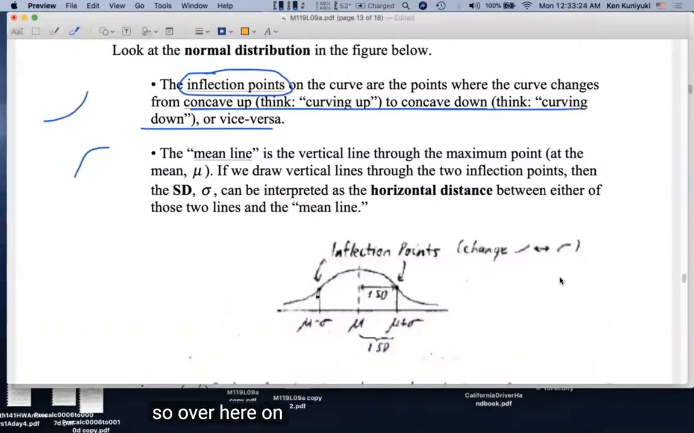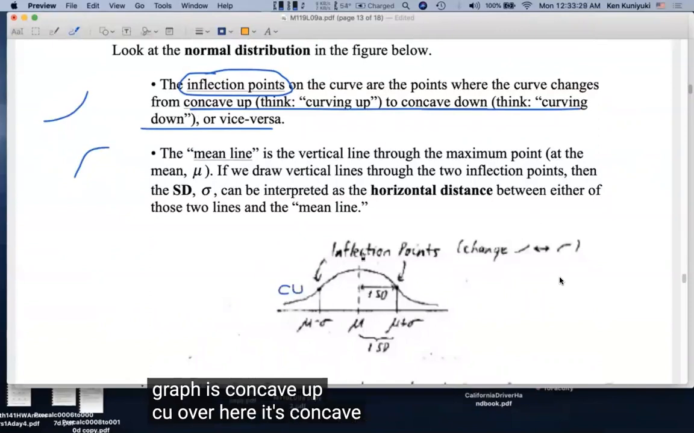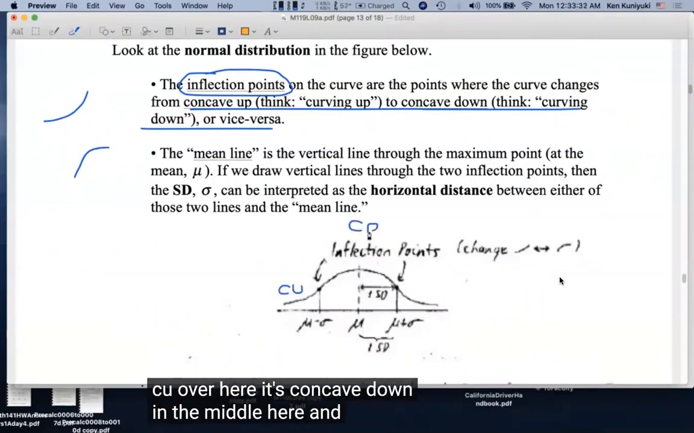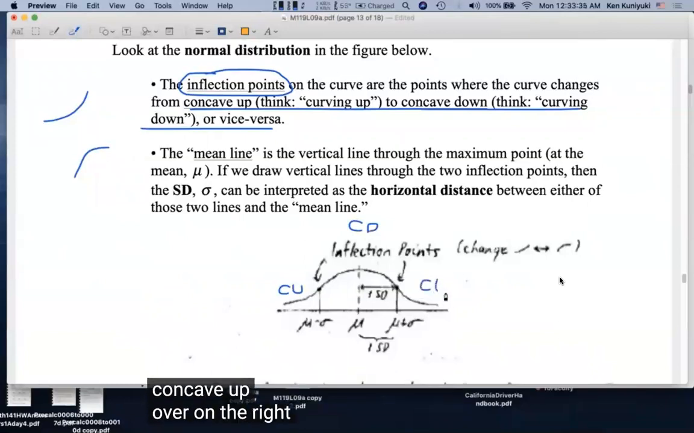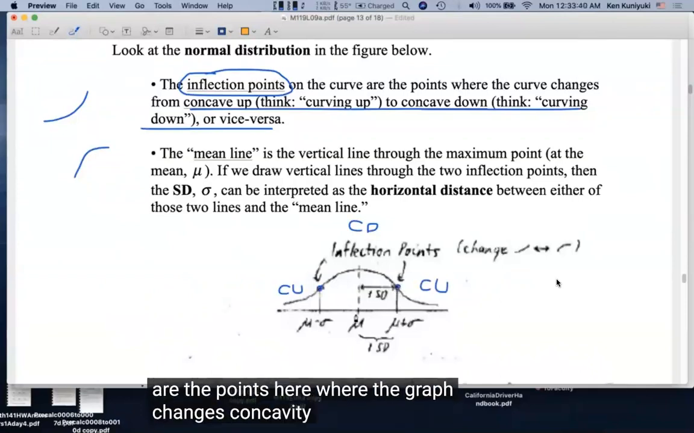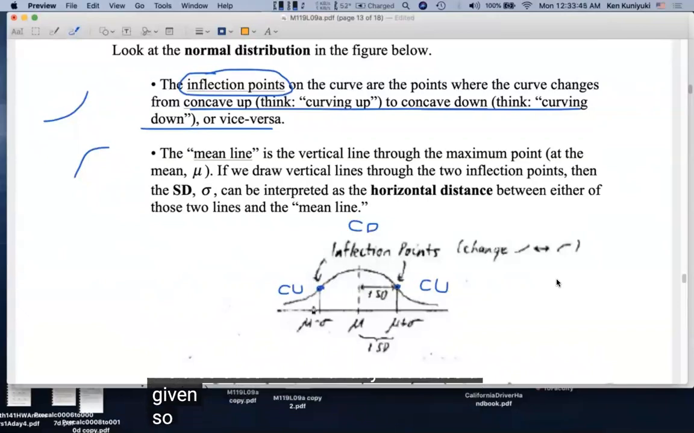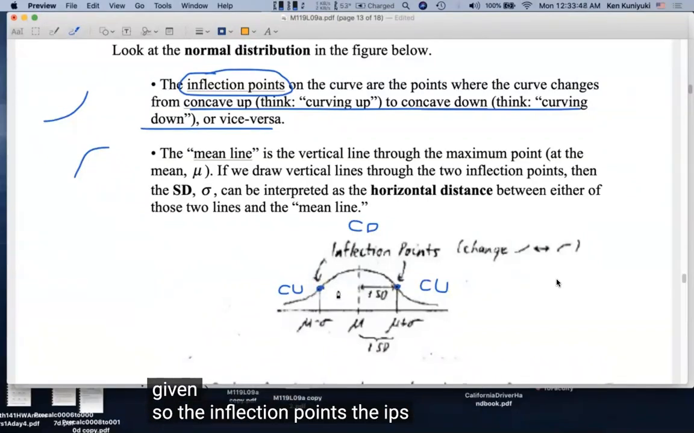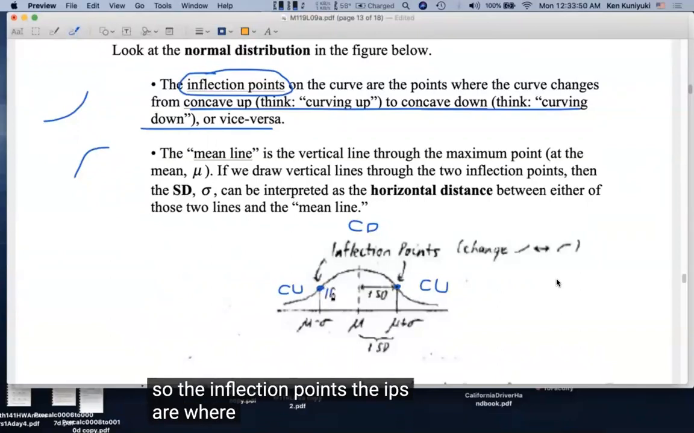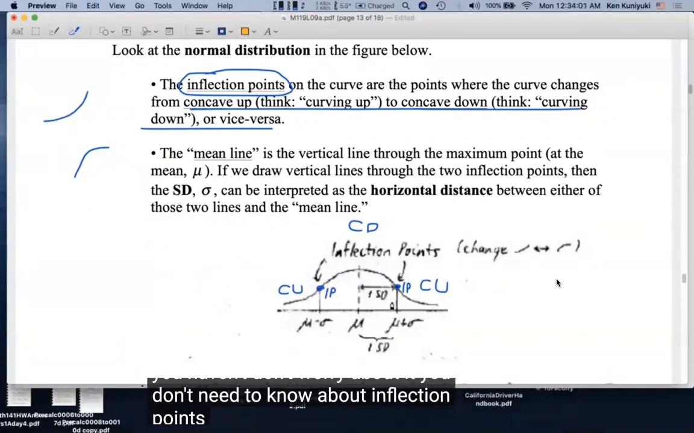So over here, on this bell shape, the graph is concave up, CU over here. It's concave down in the middle here, and goes back to concave up over on the right tail. The inflection points are the points here where the graph changes concavity. We also assume continuity, but that's a given. So the inflection points, the IPs, are where the curve changes concavity. Again, if you've taken calculus, these ideas may be familiar to you. If you haven't, don't worry about it. You don't need to know about inflection points in this class.